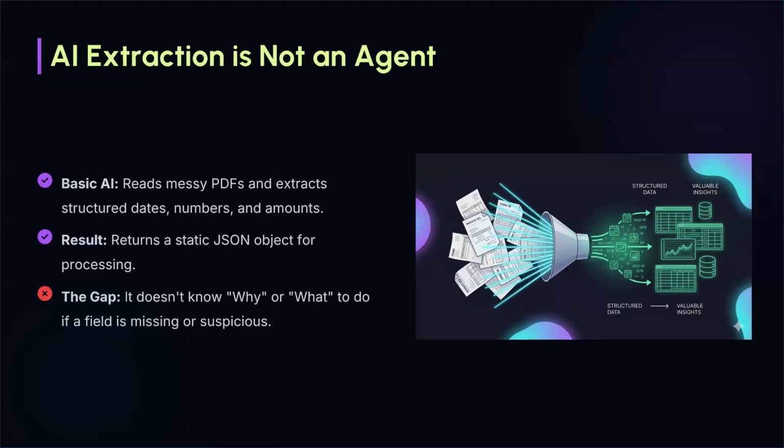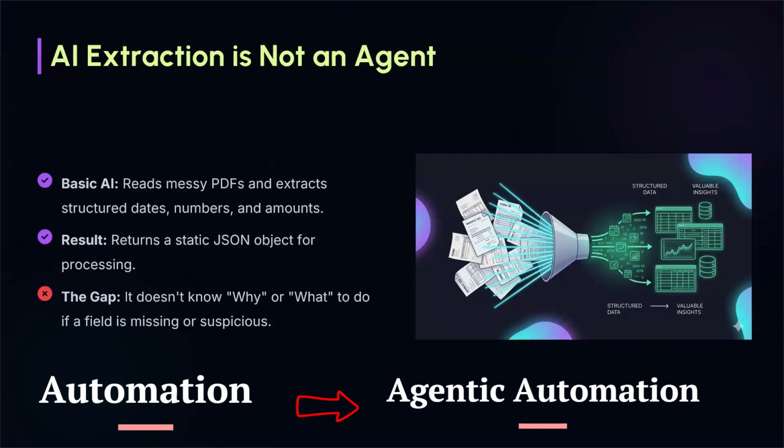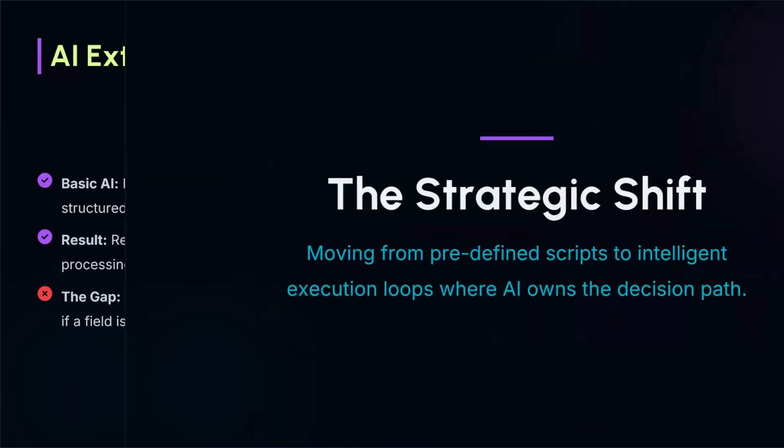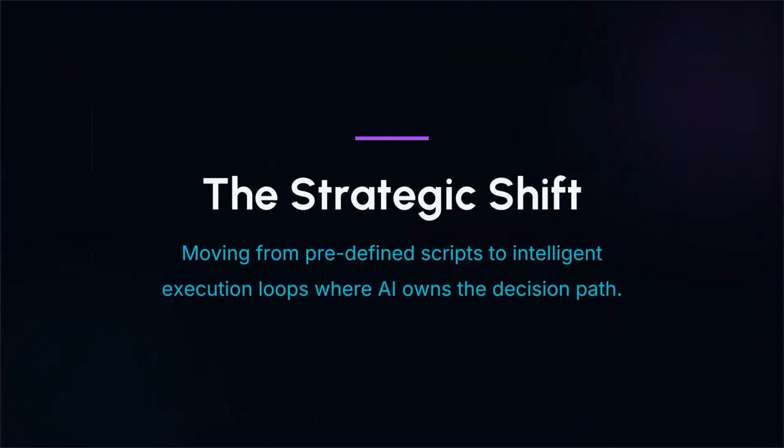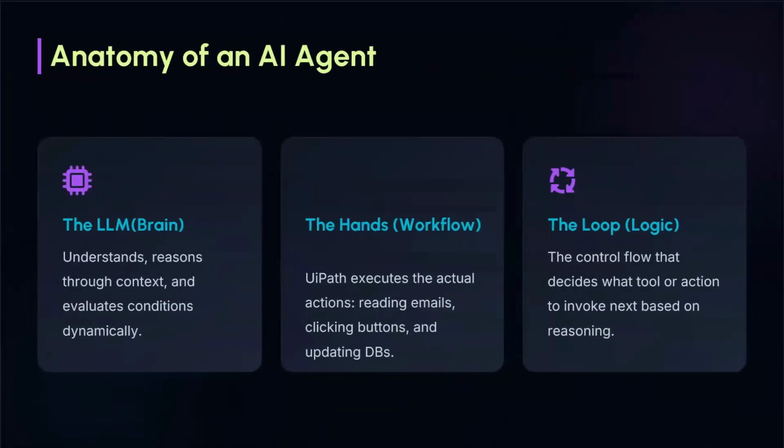Now, if you have the decision making concept added to your bot, that's where the breakthrough comes. Meaning your bot not only processes the things, meaning the PDFs, but it makes the decision for you. That's actually a shift from automation to agentic automation. In simple terms, let me explain the concept of agentic AI. An agent in UiPath has just three things. One is the LLM, which I call the brain. And then the workflows, I call them the hands. And then the control loop, I call it the logic.